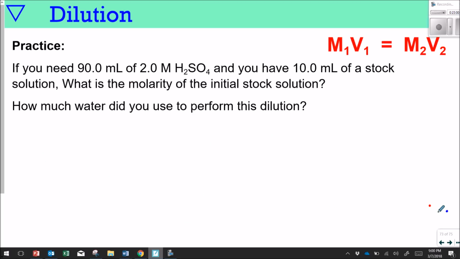If you need 90 milliliters of 2 molar sulfuric acid and you have 10 milliliters of a stock solution, what is the molarity of the initial stock solution?